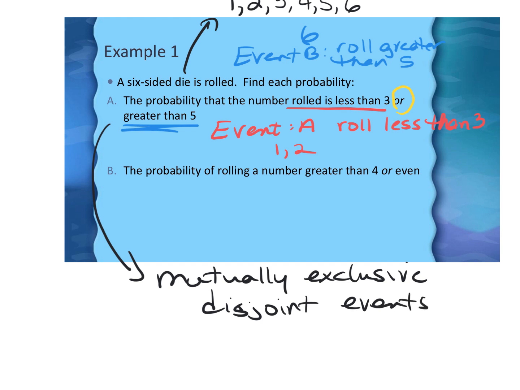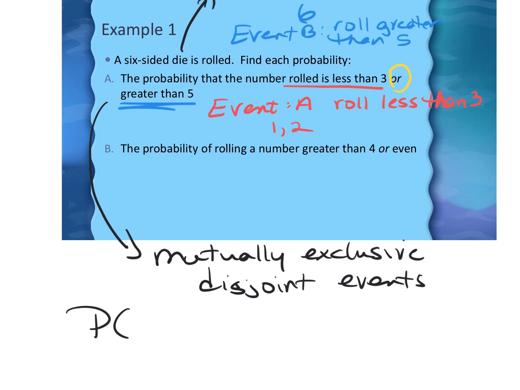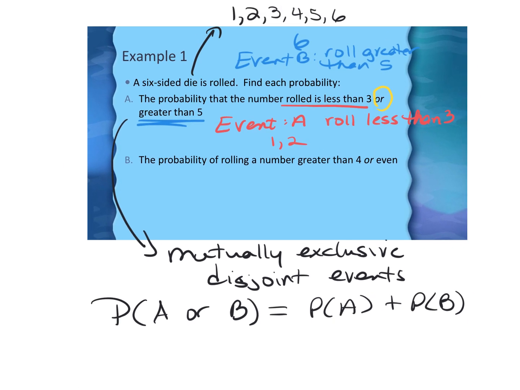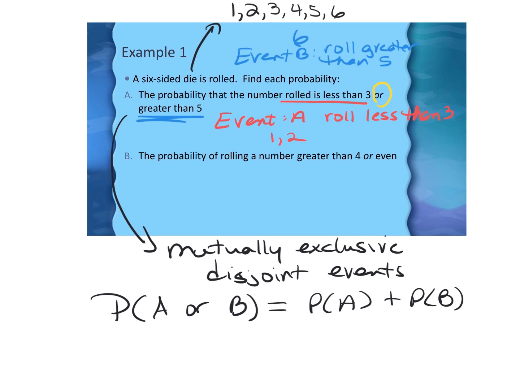So the formula I'm going to be using to find the probability of event A, which is rolling less than 3, or event B greater than 5, I'm going to write it as probability of A or B, and I'm just going to do the probability of A plus the probability of B. Well, I know that there are a total of 6 outcomes on my dice, and again, A was less than 3, so there's 2 numbers that are less than 3, and then greater than 5, there's only 1 number out of the 6.